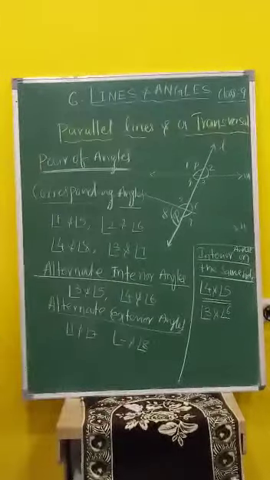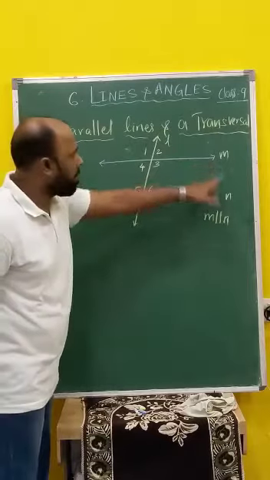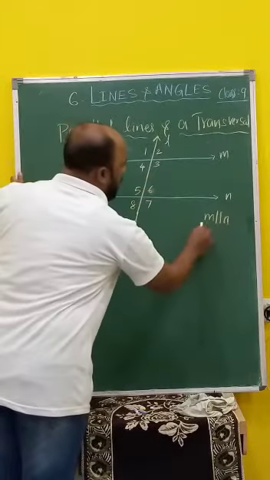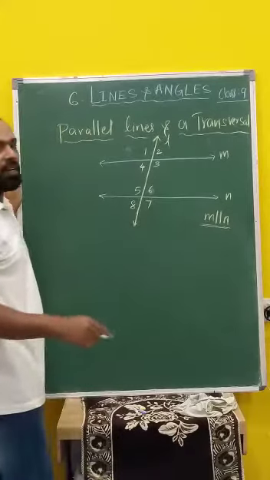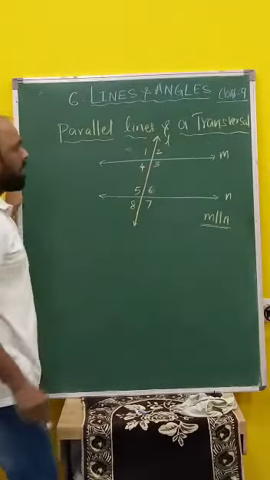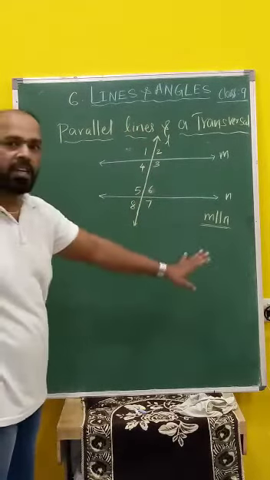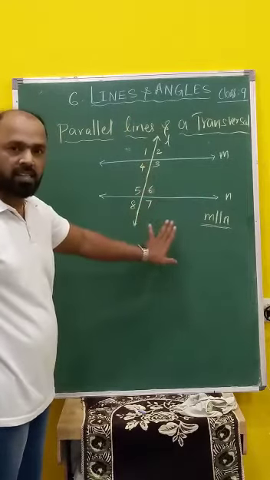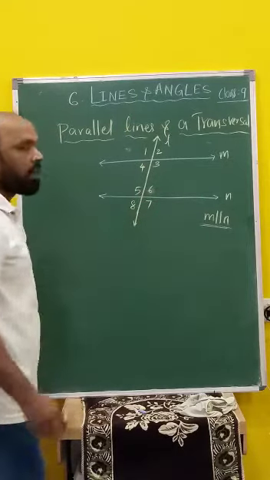Now, exactly parallel lines. M and N are both parallel. M is parallel to N. And L is the transversal. Total how many angles are formed here? Total 8 angles. But here, pairs of angles are equal.